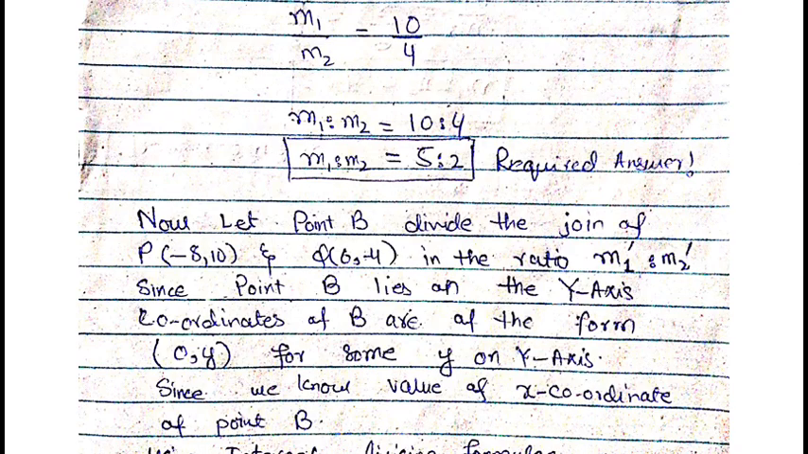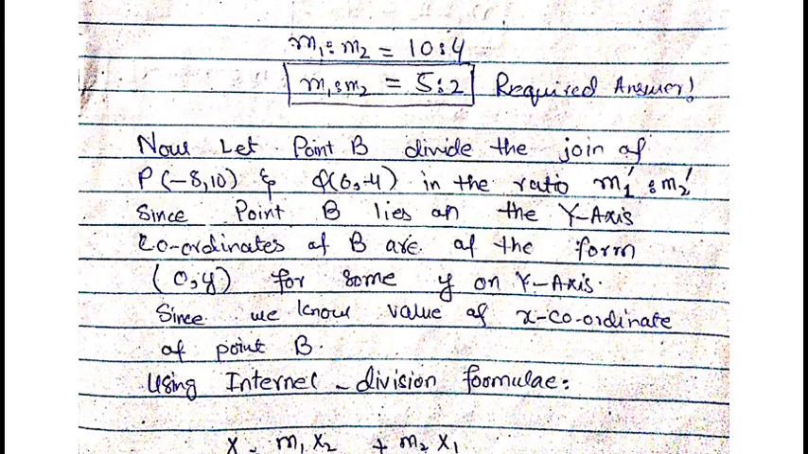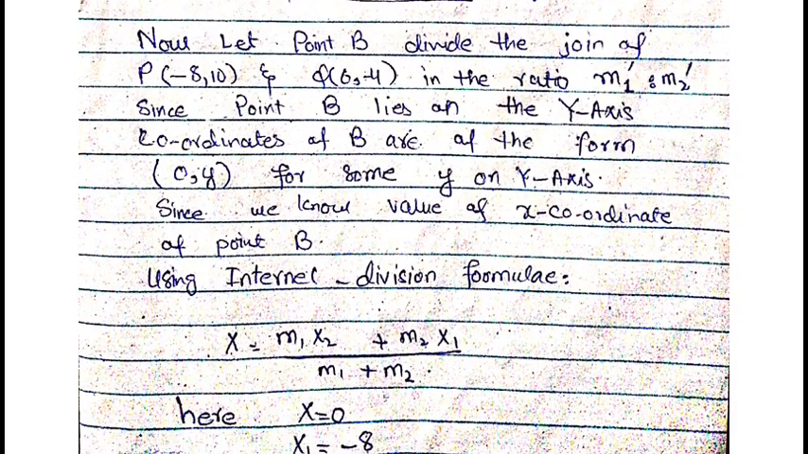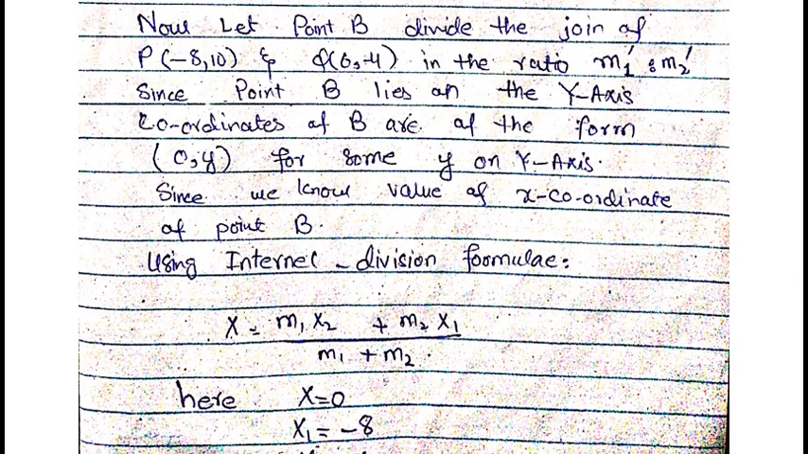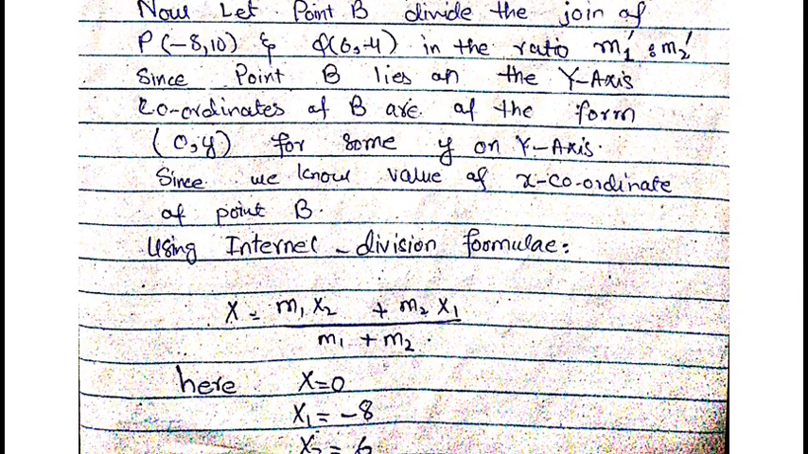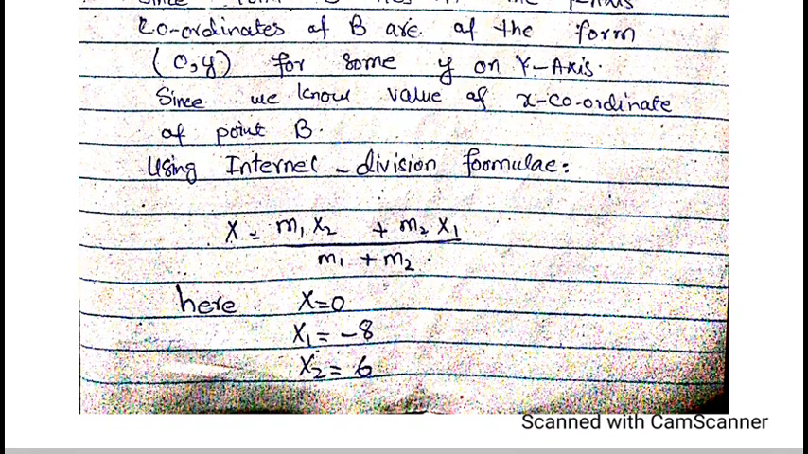Let point B divide the join of point P and Q in the ratio m1 ratio m2. Since point B lies on the y-axis, coordinates of B are of the form 0, y for some y on the y-axis. Since we know the value of the x coordinate of point B, we will use the internal division formula for x to find the ratio. So x equals m1 x2 plus m2 x1 over m1 plus m2.